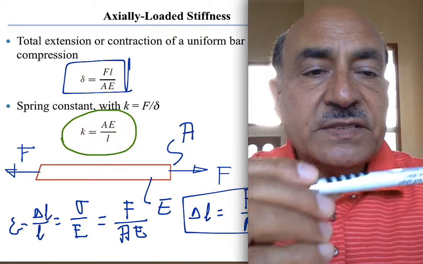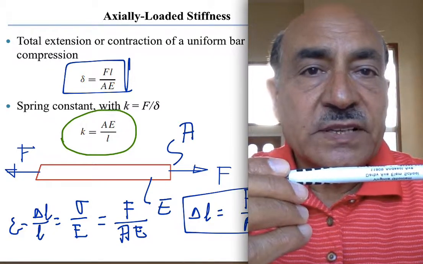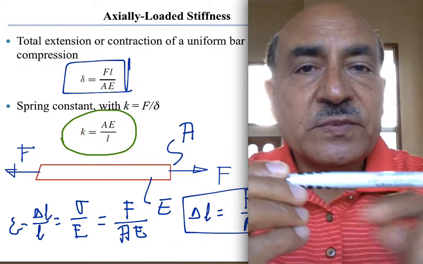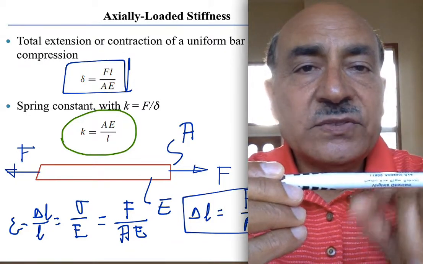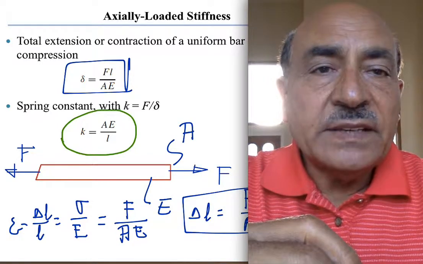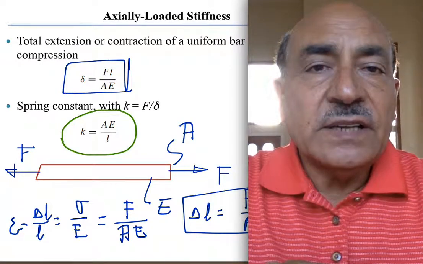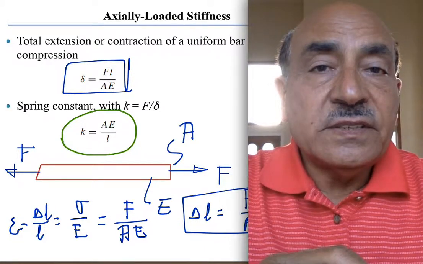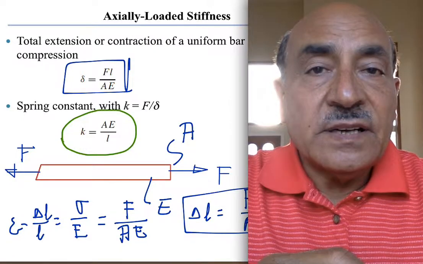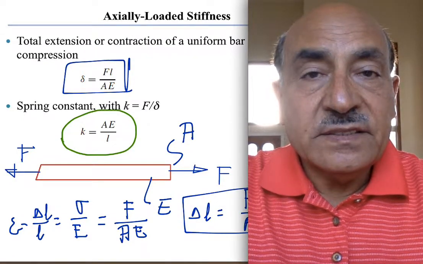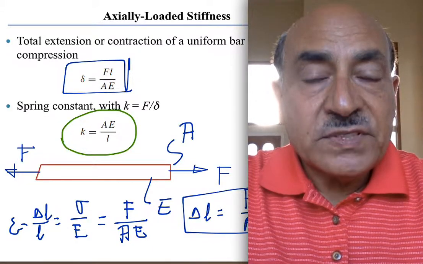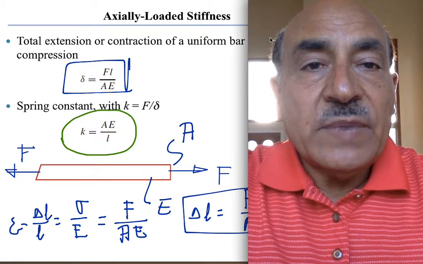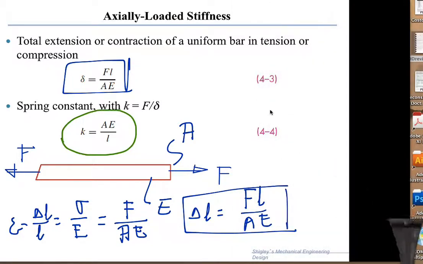A third type is if we have a horizontal beam, and you're applying a load in the middle while supporting it from the two ends. Under that load you will get displacement, and therefore you can consider a transversely loaded beam as a spring. So a spring can be an axially loaded, transversely loaded, or torsionally loaded member. So let's look at the torsion case next.